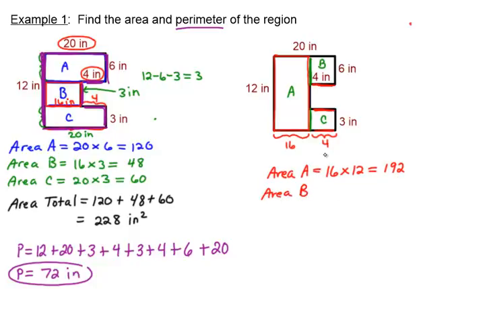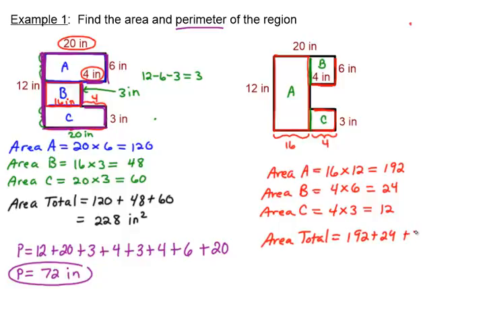Area of B is 4 times 6, which is 24. Area of C is equal to 4 times 3, which is equal to 12. And area total is equal to 192 plus 24 plus 12, which is equal to 228 square inches. Alright, so that's how you do it.